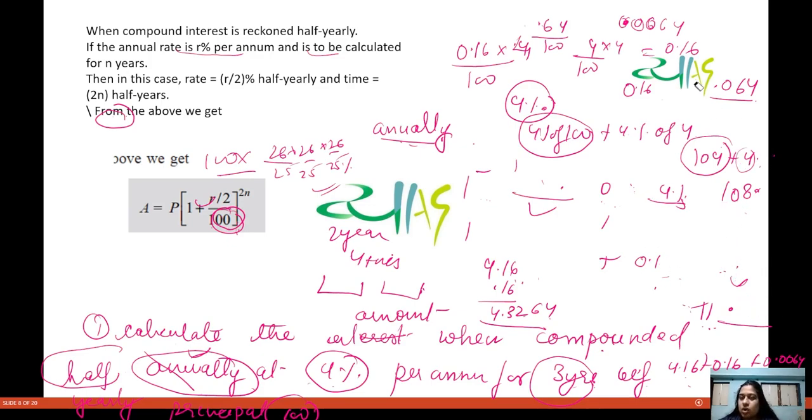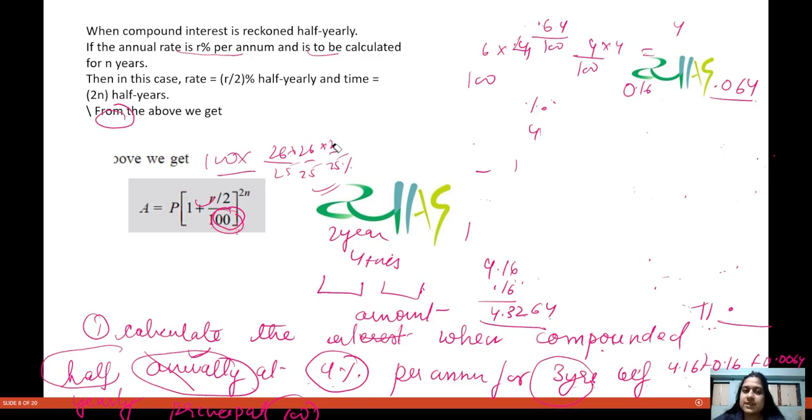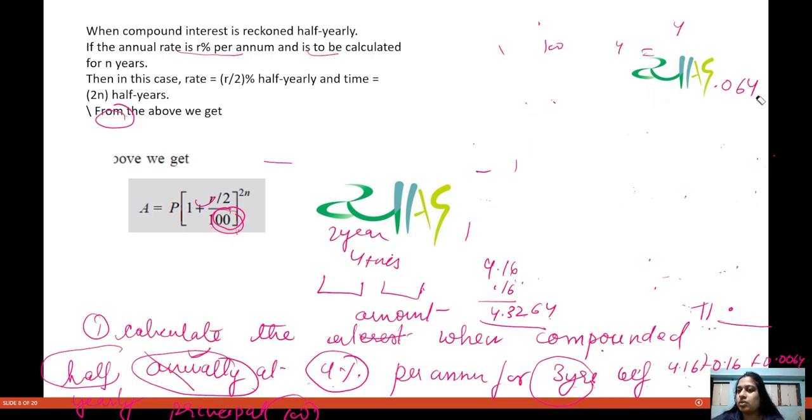Now let's move on to one more thing. We take another question: calculate the amount when compounded half yearly at 4% per annum for 3 years. So when we are calculating half yearly, let's see what happens. First we will see the formula, and then we will see by this method. So first let us see what the formula says.